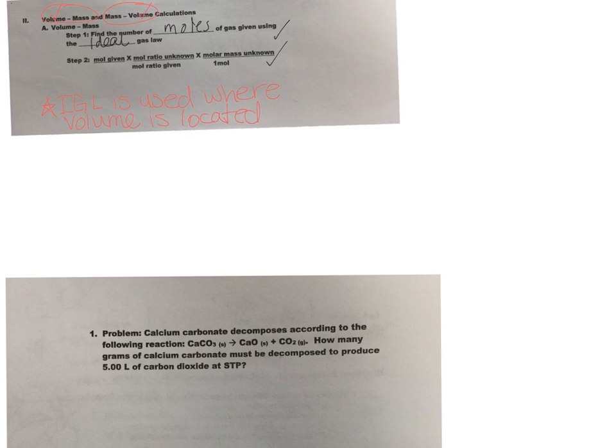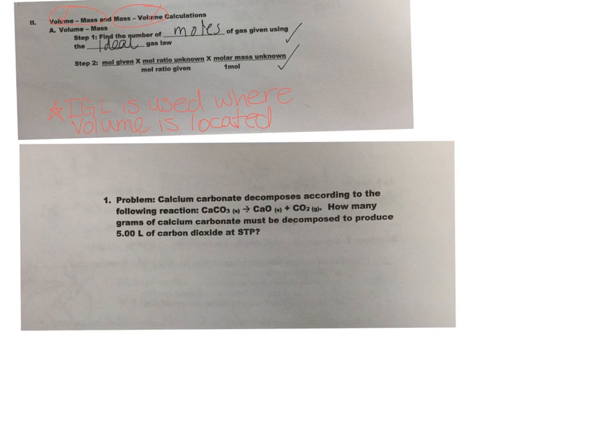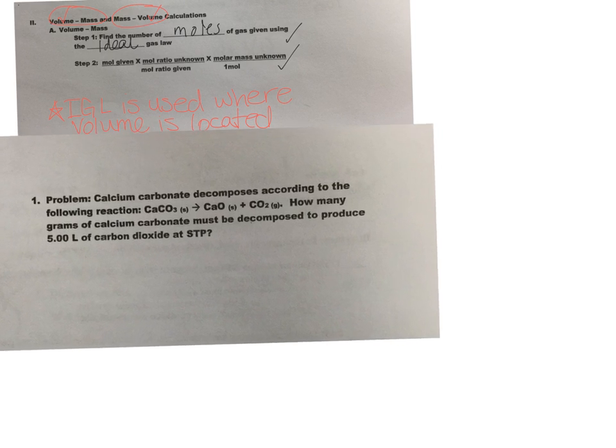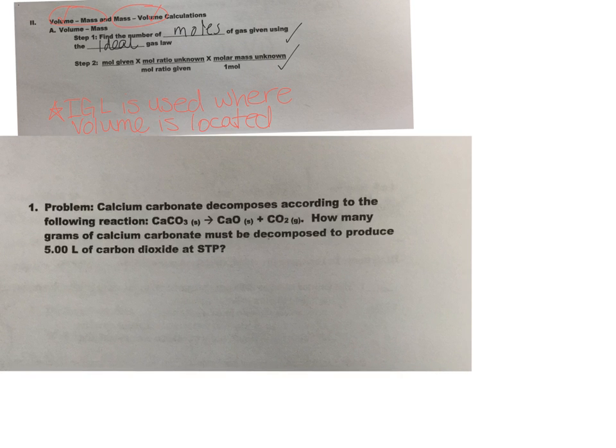Let's scoot this out of the way. All right, so your problem says, calcium carbonate decomposes according to the following reaction. So we're going to look at our equation. What's the first thing you should ask yourself? Is it balanced? Good. So is that one balanced? 3 oxygens on this side, 3 on that side, 1, 1, 1, 1. Yes, we are good.